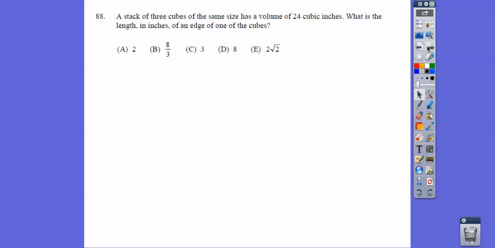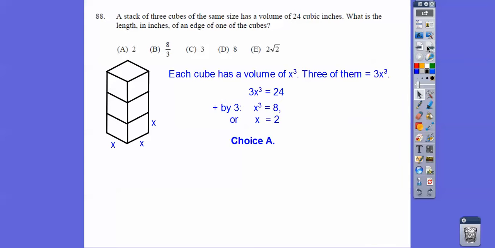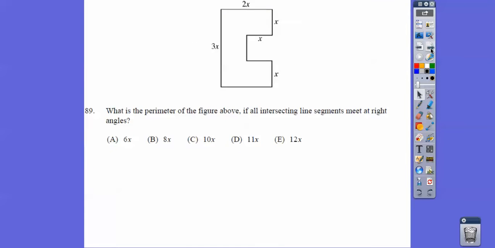A stack of 3 cubes of the same size has a volume of 24 cubic inches. What is the length in inches of the edge of a cube? Each cube is x times x times x for the volume, so 3 of them is going to be 3x cubed. If that equals 24, dividing by 3 gives 8, so x equals 2. Choice A.